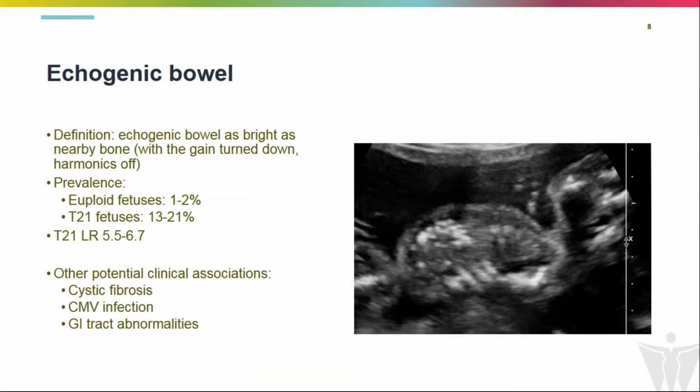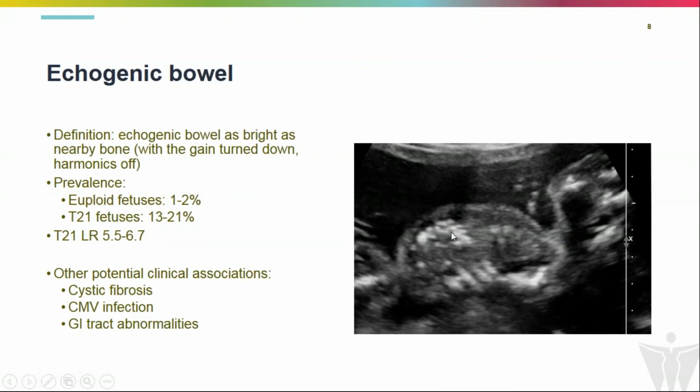Echogenic bowel is also a sonographic marker. In the image here, you can see to the right is the fetal head, and this is a longitudinal view of the fetus. This is the fetal chest, fetal abdomen. You can see ribs here, and this is the bowel.